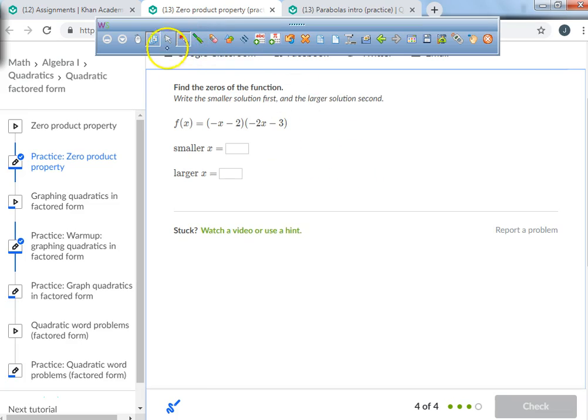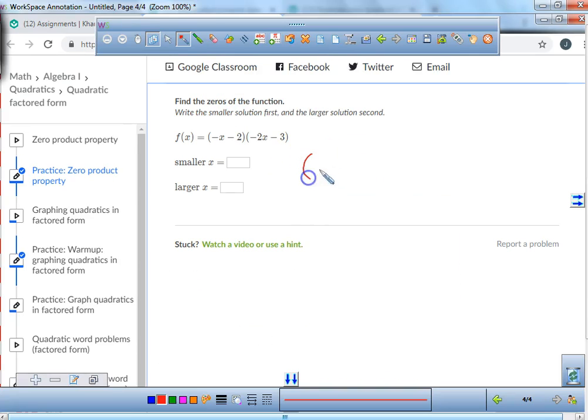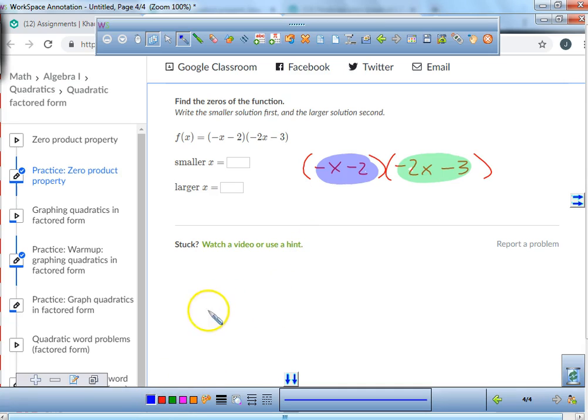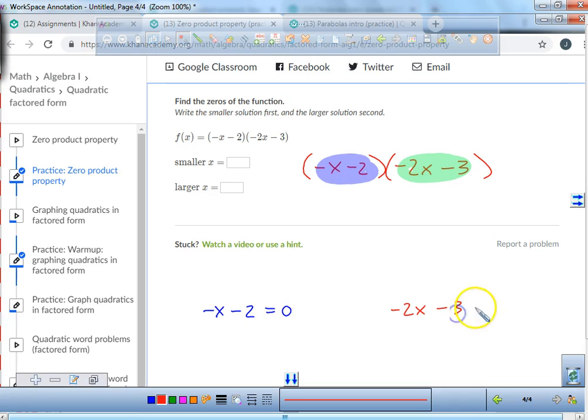I'm going to do this one by hand and we're going to do it by Desmos. So negative x minus 2 and negative 2x minus 3. I'm going to do this by hand to show you once again. We're going to set this part equal to 0. And then I'm going to set this other part equal to 0. So over here, negative x minus 2 equals 0. And over here, negative 2x minus 3 equals 0. On this one, I'm just going to add x to both sides.